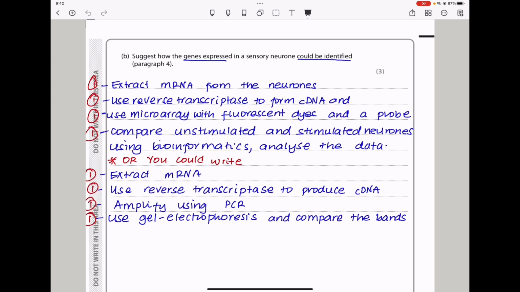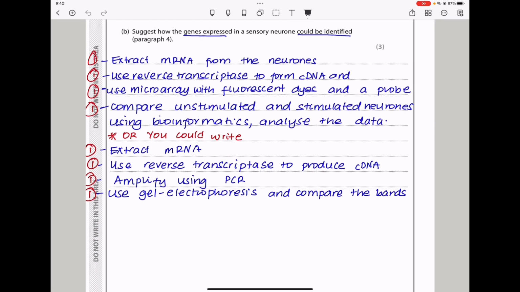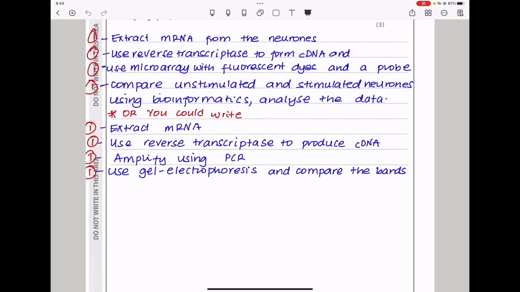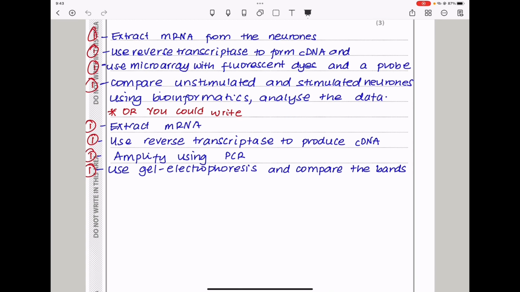Identification of expressed genes can be done using microarray. In this case, we will extract the messenger RNA from the neurons and then use reverse transcriptase to form cDNA. Then we use microarray with fluorescent dyes and a probe, and then compare unstimulated and stimulated neurons using bioinformatics and analyze the data. Or you could extract messenger RNA and use reverse transcriptase to produce cDNA, and then amplify using PCR, and then use gel electrophoresis and compare the specific bands. So these two approaches are acceptable.